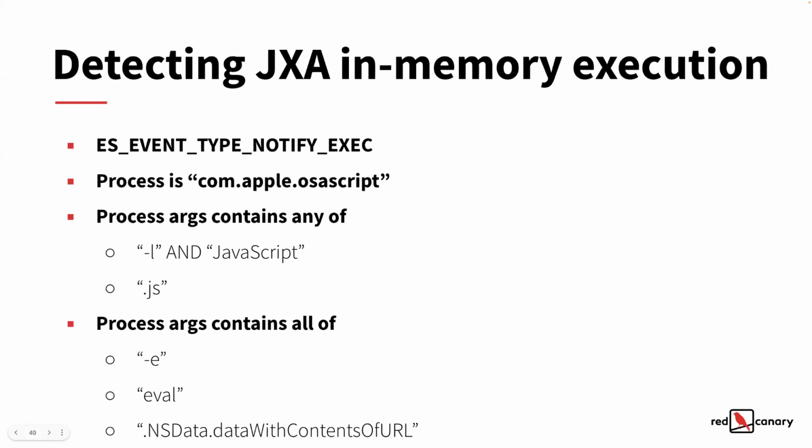Detecting JXA in-memory execution. Again, this is using the Objective-C APIs, and it's running an eval, similar to what we do with curl, where it's grabbing the contents from a remote URL and it's being executed directly in memory. So definitely something to be monitoring for in your environment. And again, this is going to be a reliable detection.